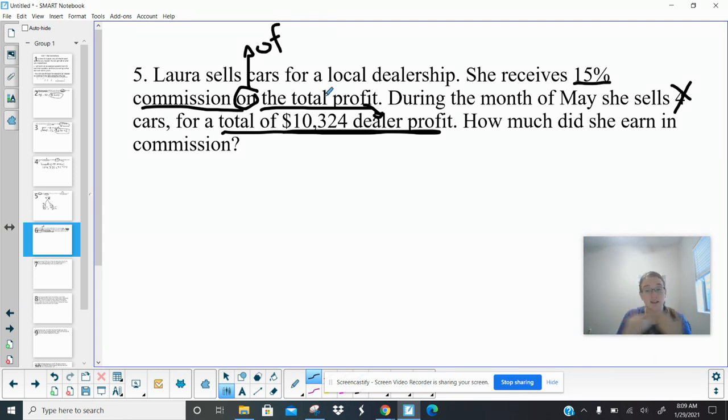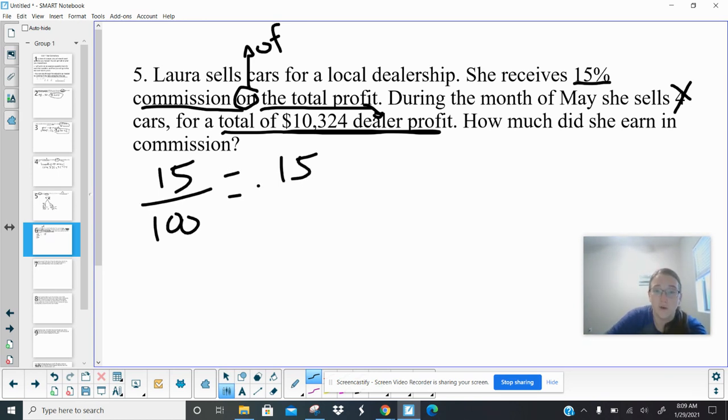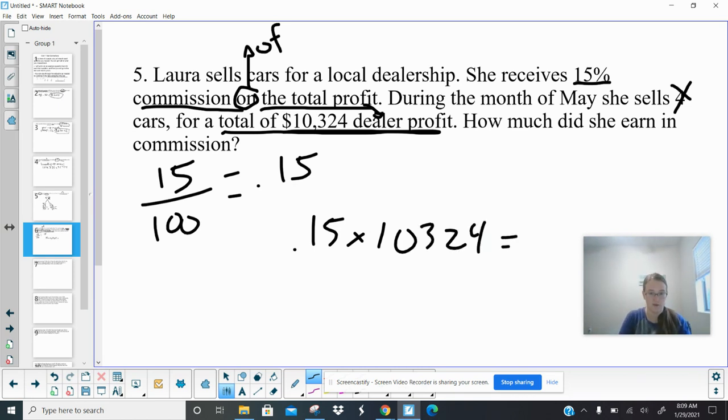So literally, guys, this is all you had to do. 15 divided by 100, we always do because it's percent. You multiplied your decimal with this number and you were done. You did not have to worry about the fact that there were 4 cars. You would have seen this if you had done the review.